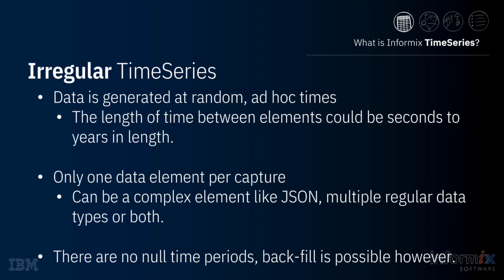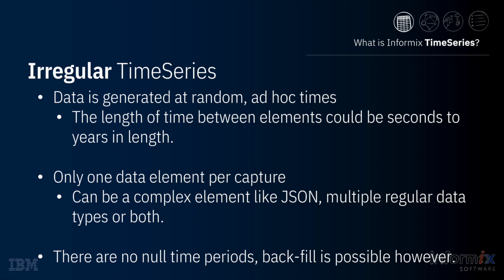An irregular time series will store data received randomly over time. Whether that interval between data values is measured in subsecond to years doesn't matter. There are no missed intervals or null placeholders in an irregular time series. There is simply no data to record. Data for earlier intervals can always be backfilled, and data can be modified as needed too.